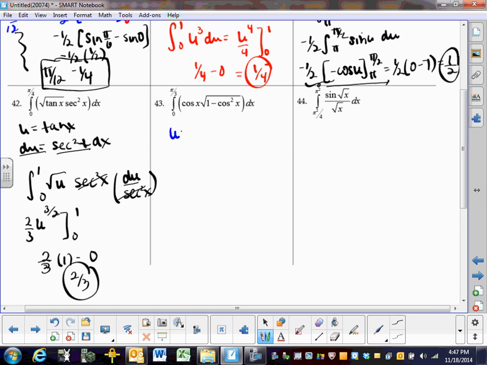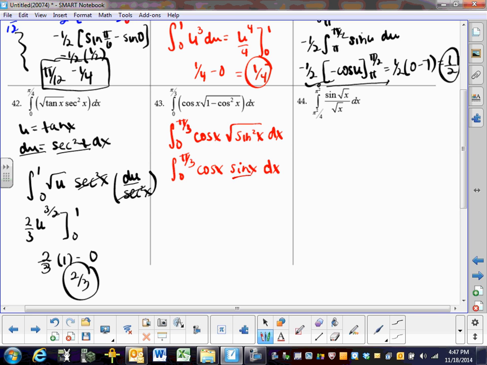For 43, my u is 1 minus cosine squared, which is a little bit sad. So we need to really change that out to be sine squared. Only problem is that could still simplify nicer inside the equation. So we're going to simplify it first. So I have 0 to pi over 3 cosine x, square root of sine squared x. So I have 0 to pi over 3 cosine x, sine x.